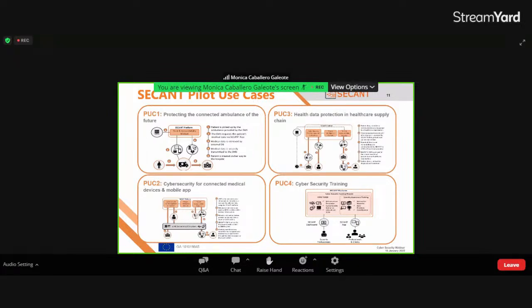And the last use case is focused on training, and it will be used to validate all of our training models and the capabilities of these models to really deal with the needs of the different end users.